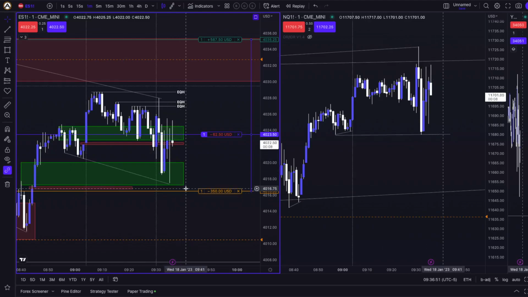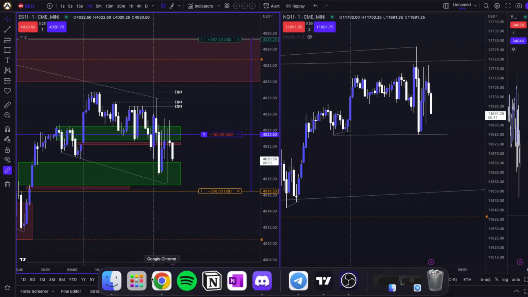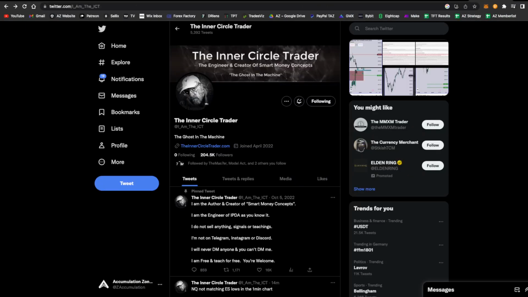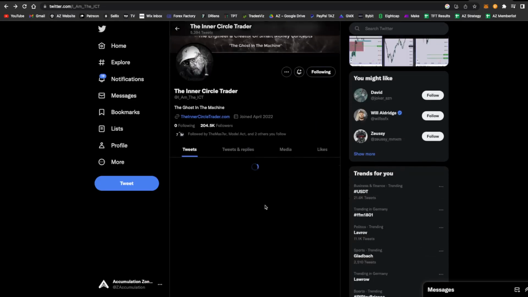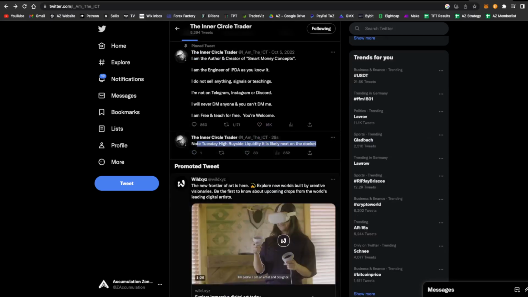ICT just tweeted, no Tuesday high is the buy side liquidity. It is likely next on the docket. See how neutral bias invites poor market structure. So ICT just tweeted those two tweets right here. Let's go over to Twitter, refresh the page. No Tuesday high, buy side liquidity is likely next on docket.